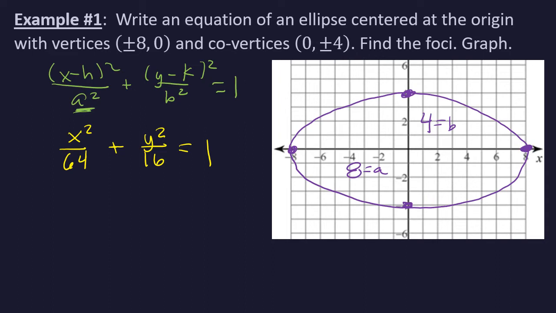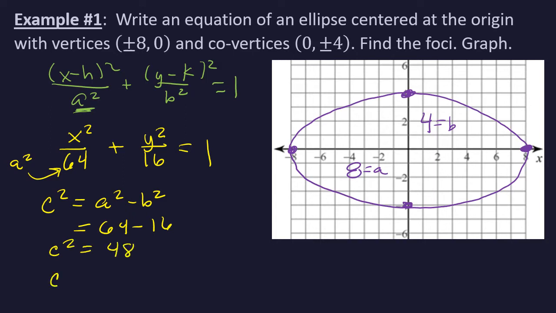Now, I need to find my foci. So c squared equals, and it's always a squared minus b squared, and it's really always your biggest number minus your smaller number. So in this case, it's going to be 64 minus 16. Remember that this is a squared right here. You don't have to square it again. So at this point, c squared is going to be 48, and c is the square root of 48. Now, quick estimation, the square root of 49 is 7, so 48 is pretty close to 49. So it's approximately 6.9.